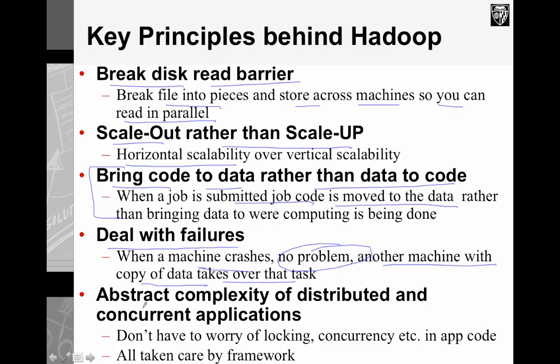It abstracts the complexity of distributed and concurrent applications. If you have ever built a distributed application that has to manage tasks across multiple machines, it's quite complex. You have to worry about locking. You have to worry about concurrency in your application code. You don't have to worry about any of those things when you're doing distributed processing using Hadoop, because all the work is automatically taken care of by the framework.